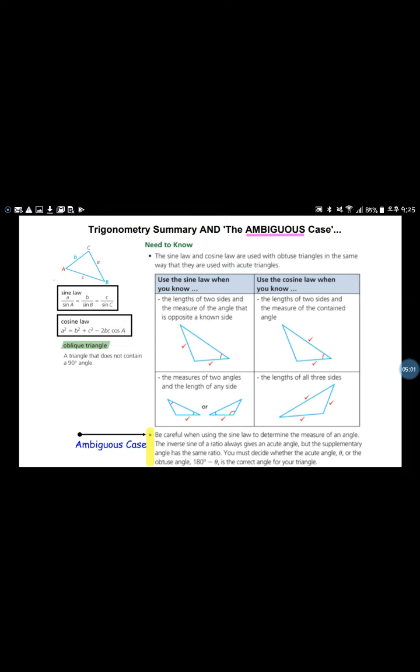And then when are we going to use the law of sines? We know the two lengths, but the angle is not between, which is the SSA situation. Or you are going to use the law of sines if you have 2 angles and then 1 side which is not between. So we can say AAS.